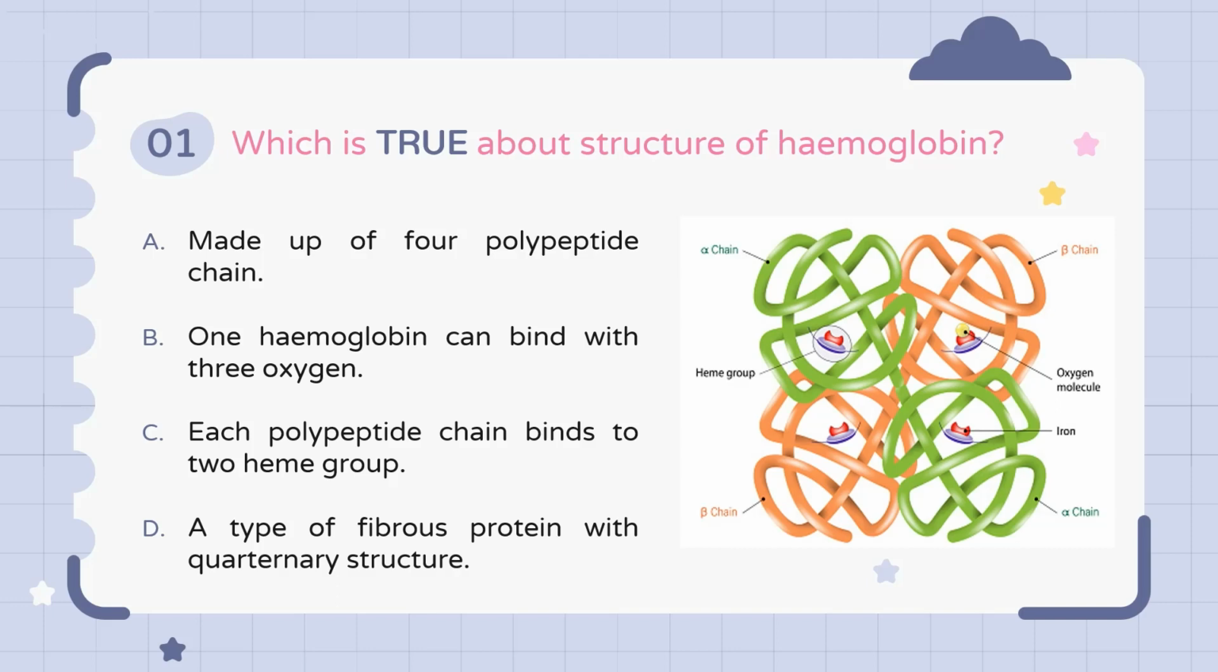The figure on the right shows a diagram of hemoglobin. Let's check our first statement, which is made up of 4 polypeptide chain. This is true because the hemoglobin structure contains 2 alpha chain, the green one, and 2 beta chain, the orange colored one. So, the correct answer should be A.